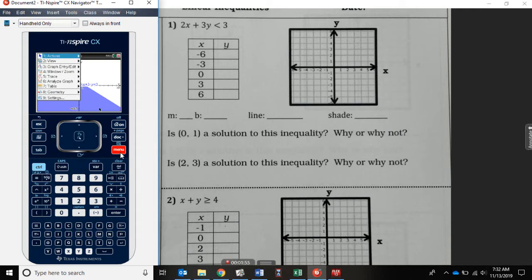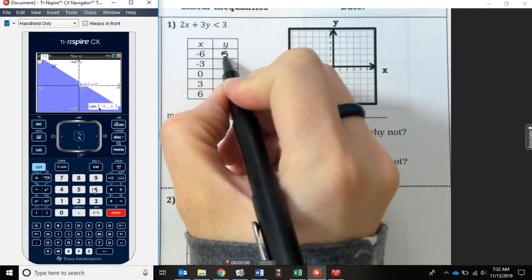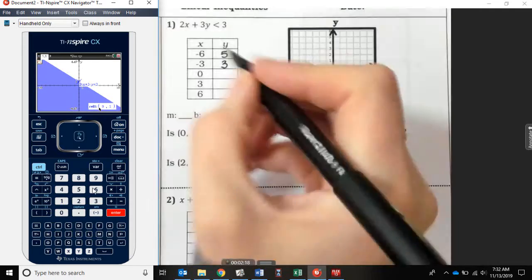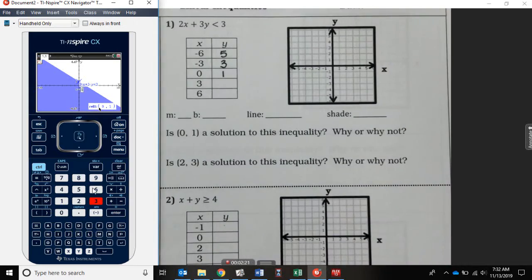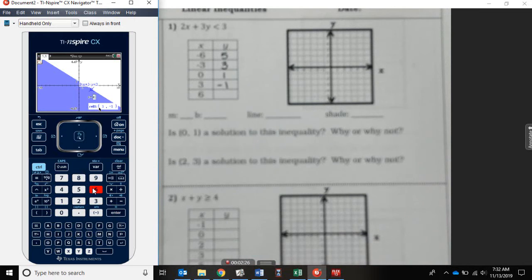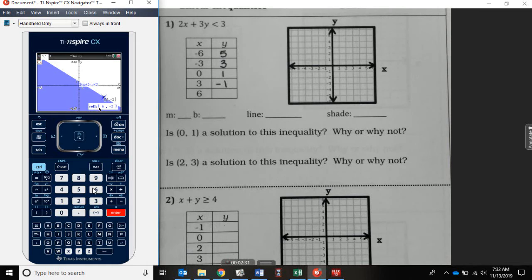We're going to press menu 5, 1, and we're going to type in the number we need. So the first number on the table is -6, and we push enter, and it tells us the answer is 5. And then if we type in -3, enter, it will tell us 3. 0, enter, and I'm just typing those numbers. I get 0, 1. 3 goes to -1. And then 6 goes to -3.